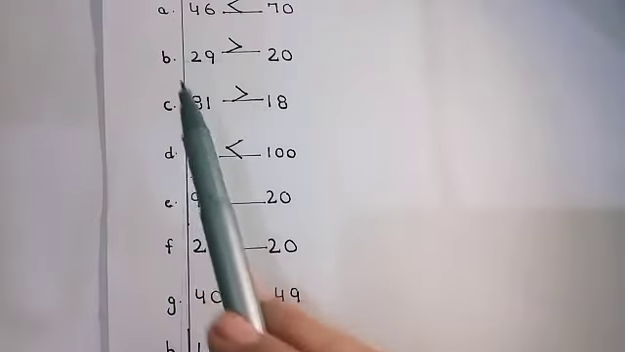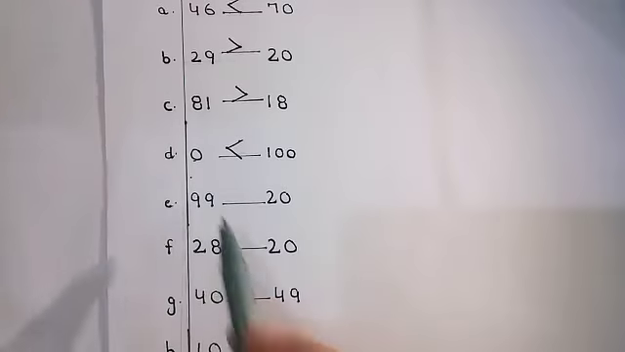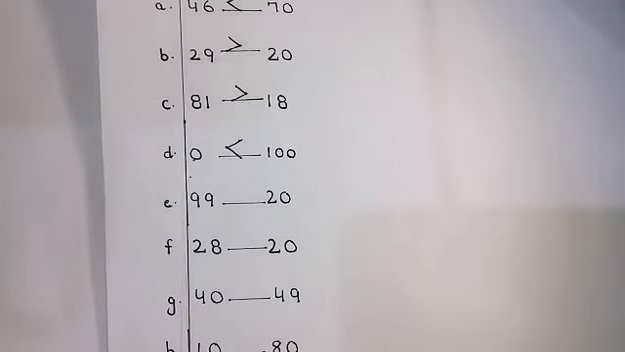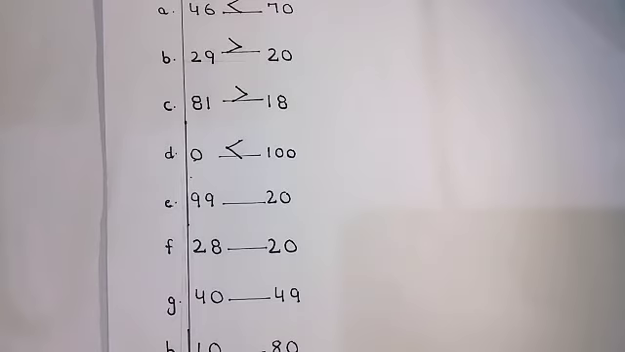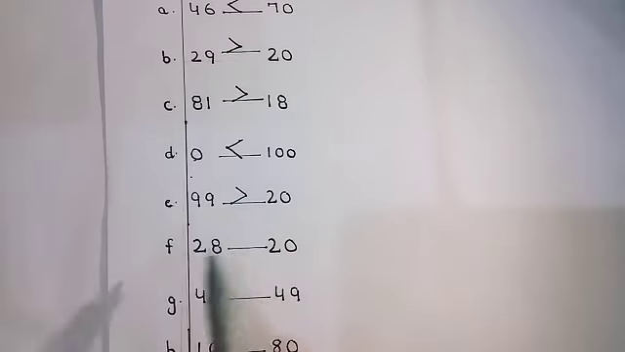Next one is 99 dash 20. After doing parts A, B, C, D, now E is here. 99 dash 20, it means 9 tens are here. 9 tens make together 90. 99 is greater than 20.